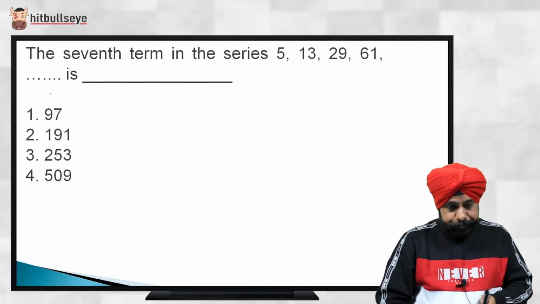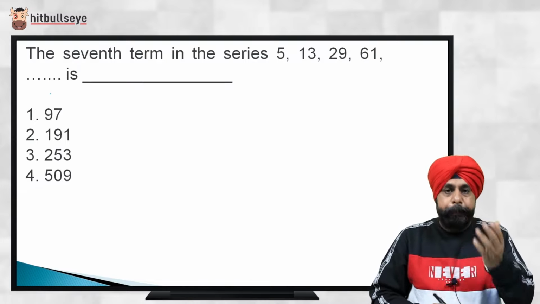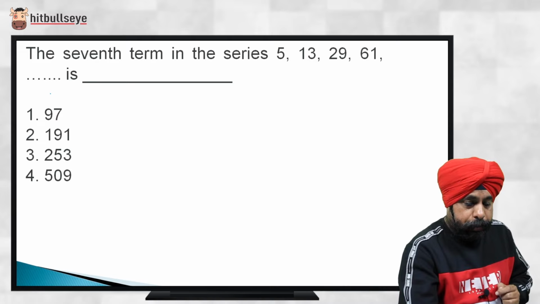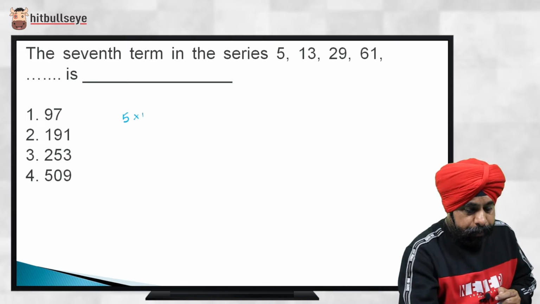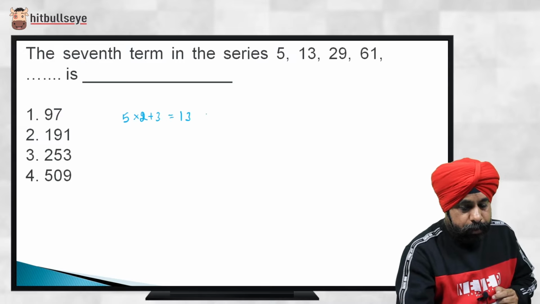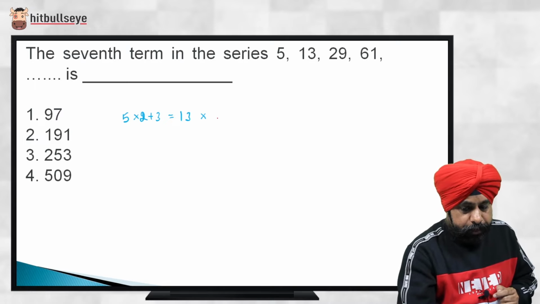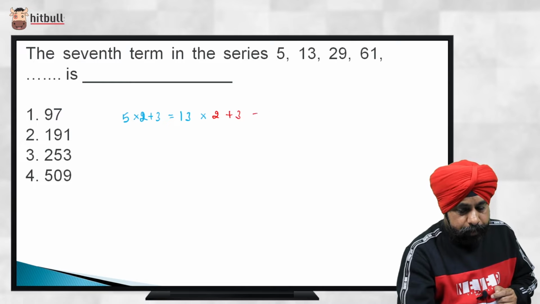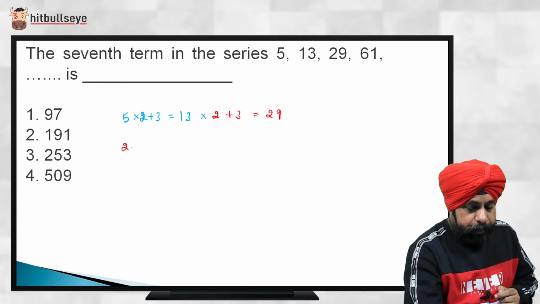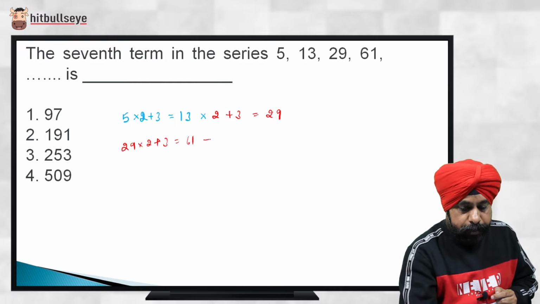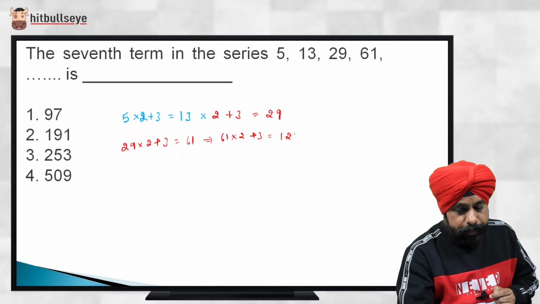Okay. After that, the 7th term in the series, people, series is given to you 5, 13, 29, 61 dash. Now what is the relation, people? 5 people into 2 plus 3 gives you 13. Now 13 into, let me just change the color so that you understand it better. 13 into 2 plus 3 gives you 29. Now 29 into 2 plus 3 gives you 61. This was the third term. Now 61 into 2 plus 3, it is 125, people.